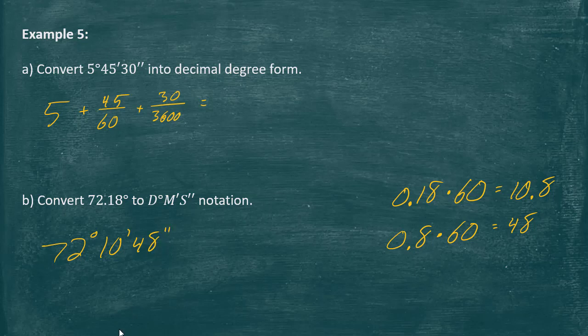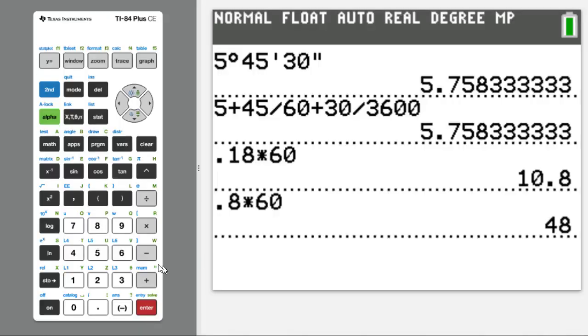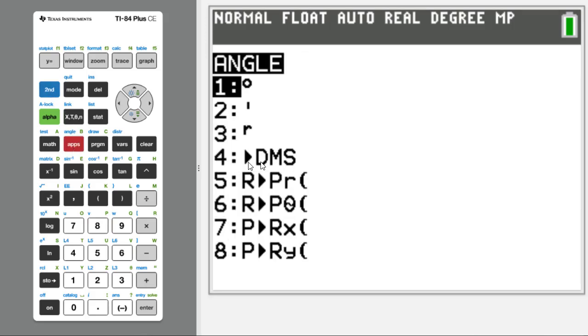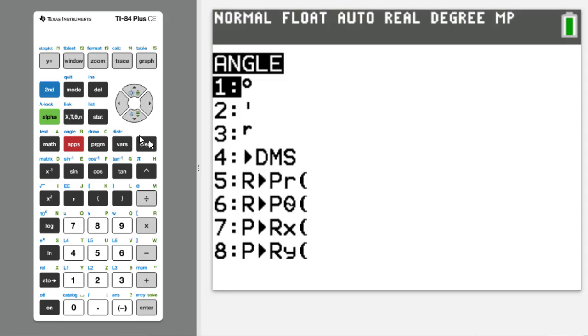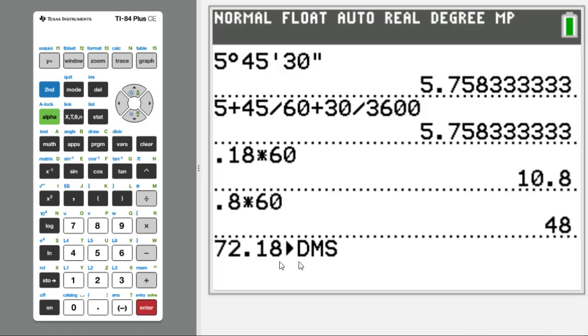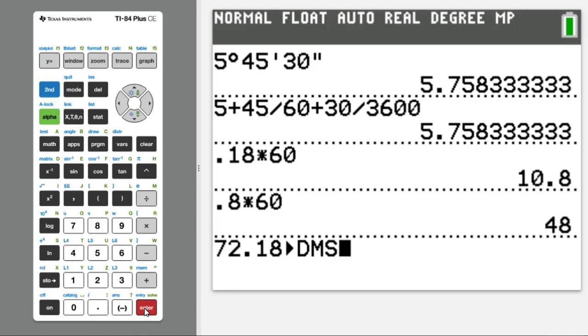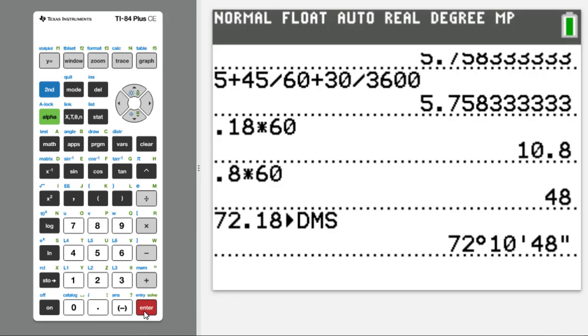Now another way that we could have done the same thing back on the calculator is we could just type in exactly what we had, 72.18, and go into that angle menu again, and just this time, instead of utilizing our degrees, minutes and seconds, we're actually trying to convert into it. So that's what that fourth option is. So I'll just go down and highlight 4, press enter, or I could just press the number 4. And notice it takes it out to our screen. It looks something like this. Once I press enter, it should automatically convert it to exactly what we just got, the 72 degrees, 10 minutes and 48 seconds.